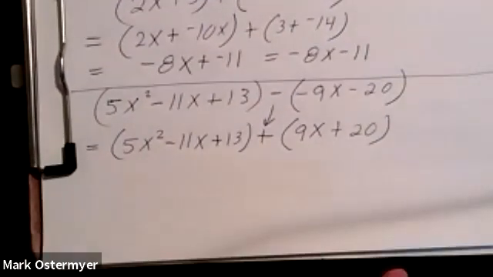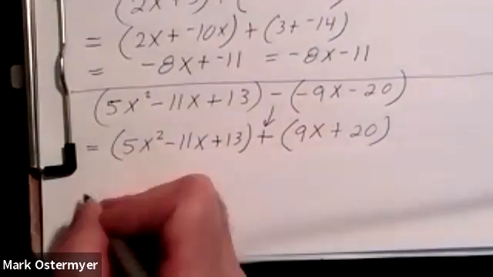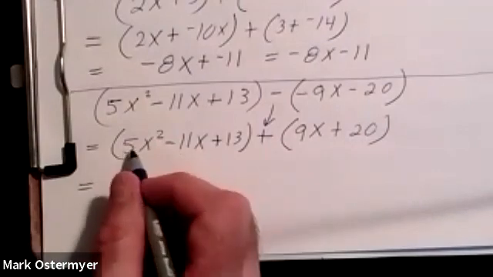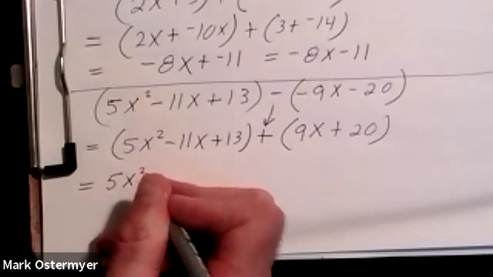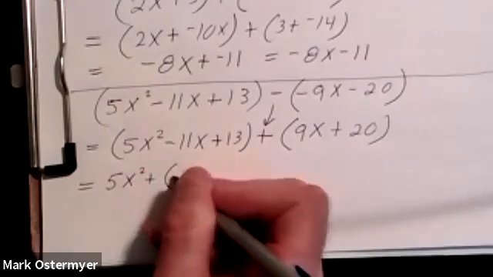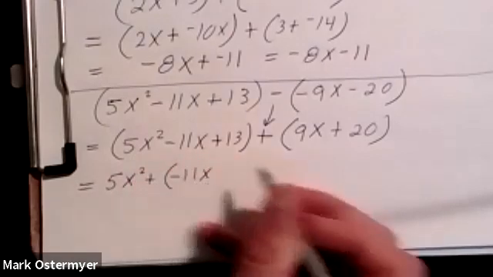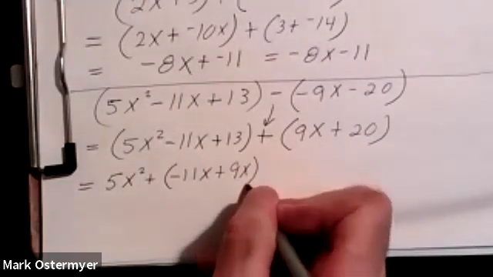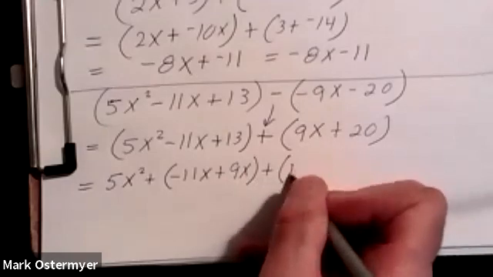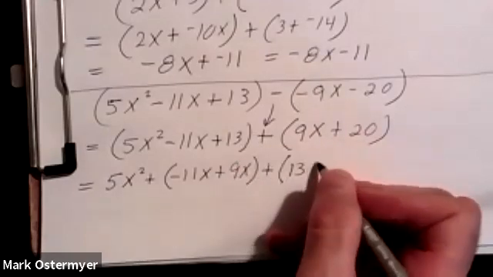Now to add these two polynomials, this trinomial and binomial, we can only add together like terms. 5x squared has no other like term to add to, so we just bring it on down. This negative 11x will get added to what other like term? Plus 9x. 13 will get added to 20.